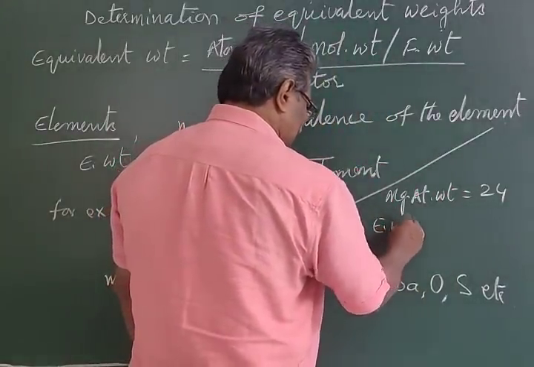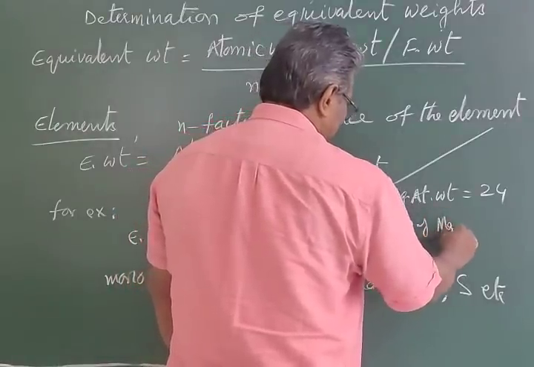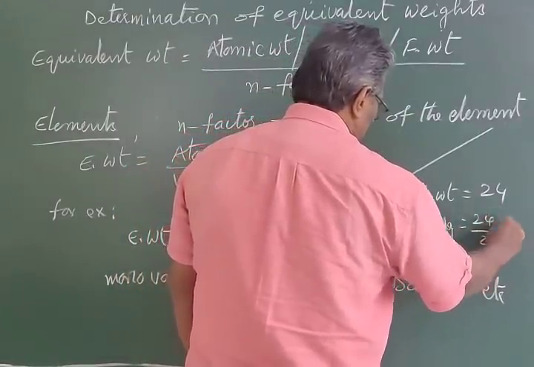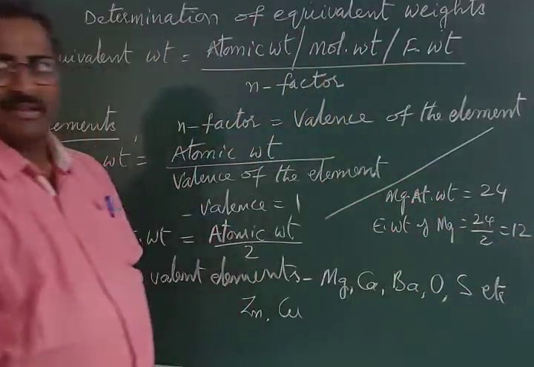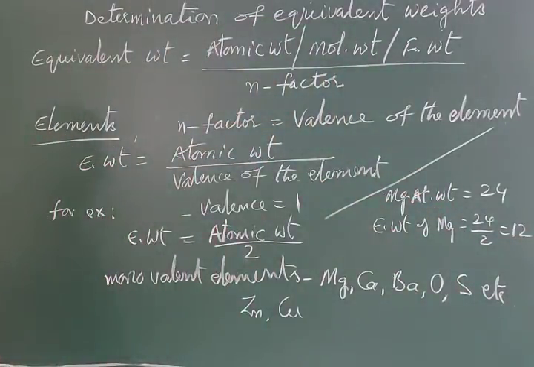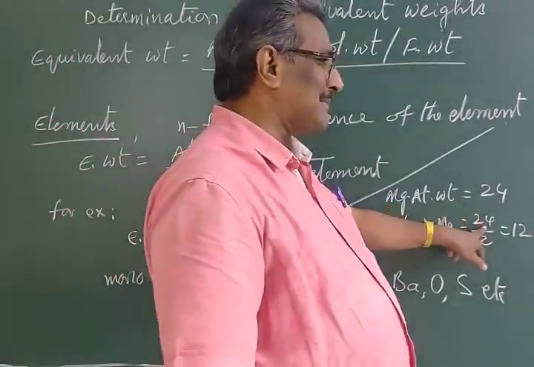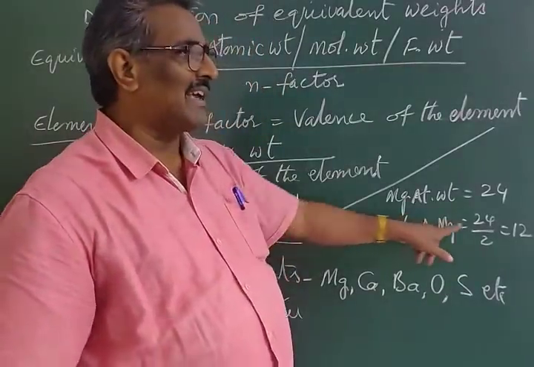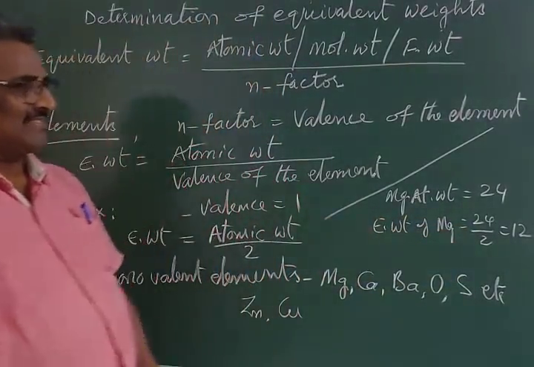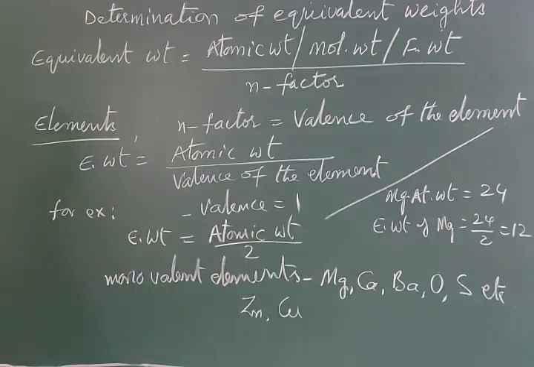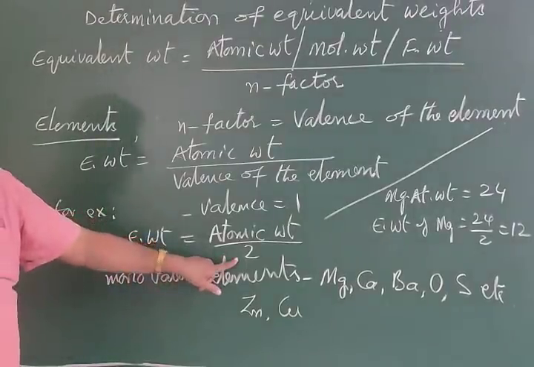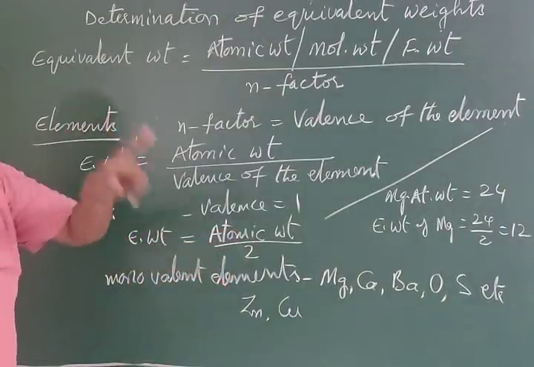So, equivalent weight of magnesium is 24 by 2, that is 12. Atomic weight of sodium is 23, but its equivalent weight is 23 only, as its valence is 1. Whereas atomic weight of magnesium is 24, as its valence is 2, its equivalent weight is 24 by 2, that is equal to 12. Okay? Here n factor is 2 for divalent elements.